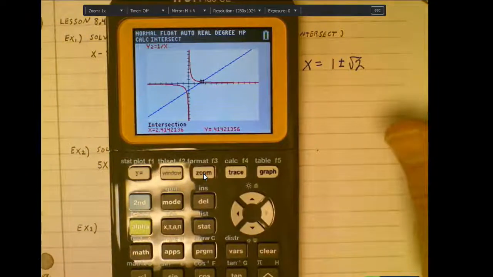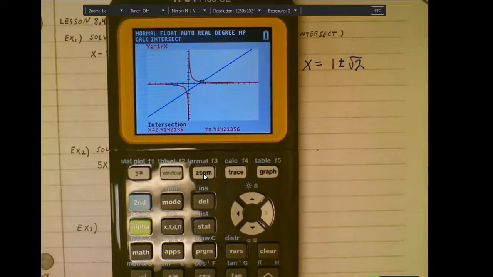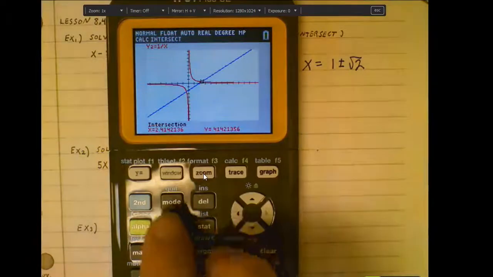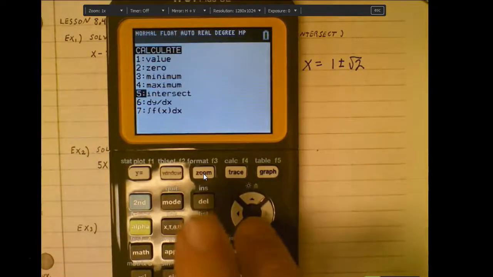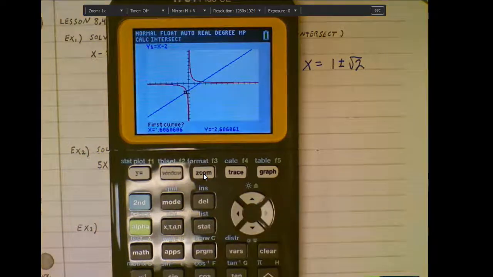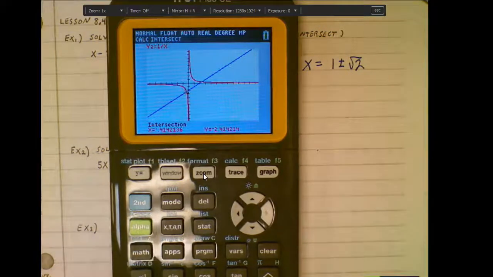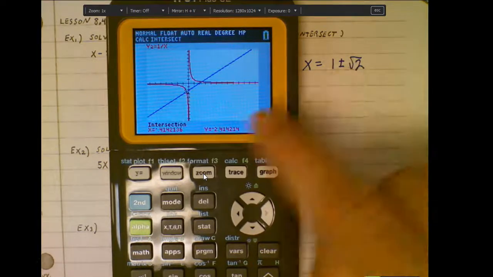If you want the other solution, because remember I also have 1 minus the square root of 2 as an answer, I need that answer also. If I go under Calc and again choose intersect, now I'm just going to move my cursor over as close as I can to the other point of intersection and just hit enter, enter, enter. There you go. You got negative 0.414 as your other point of intersection. So if you did 1 minus the square root of 2, you should also get negative 0.414. And so we can get our answer either by hand or by calculator this way.